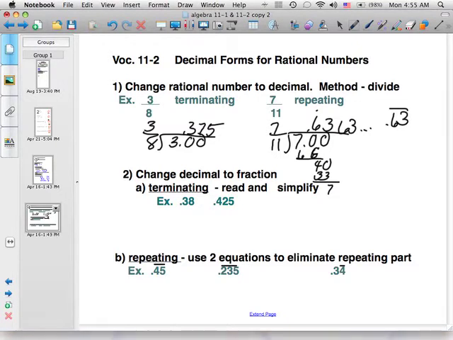Change a decimal to a fraction, we simply read it. This is 38/100ths. Simplify, 2 goes into 38, 19, and 100, 50.